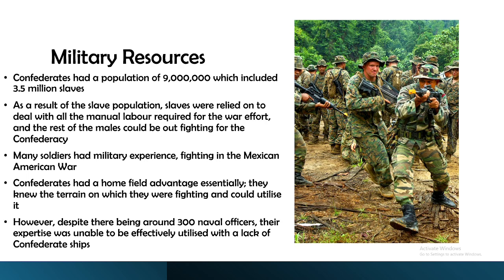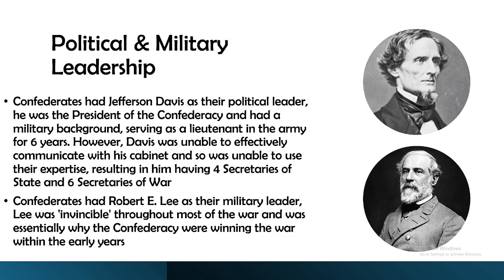So their military resources, they had 9 million people, including 3.5 million slaves. The slaves were relied on essentially to do the labour while the rest of the population were out fighting. Many Southerners, many Confederates, had military experience, such as in the Mexican-American War. Additionally, this was a home field advantage for the Confederates because most of the fighting took place in their territory, which they knew about. But something that was ineffectively utilised was naval officers.